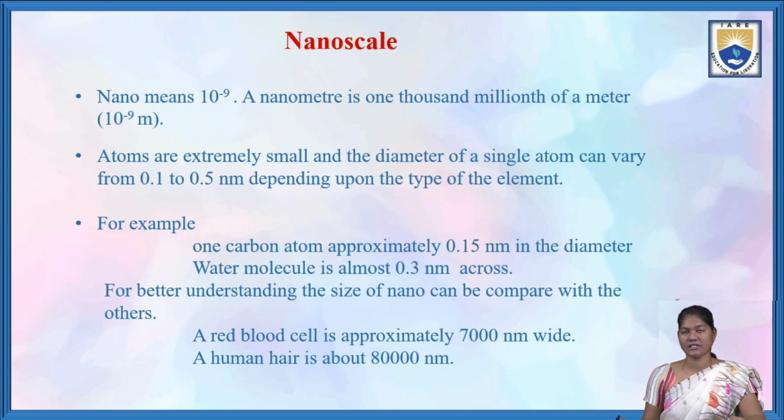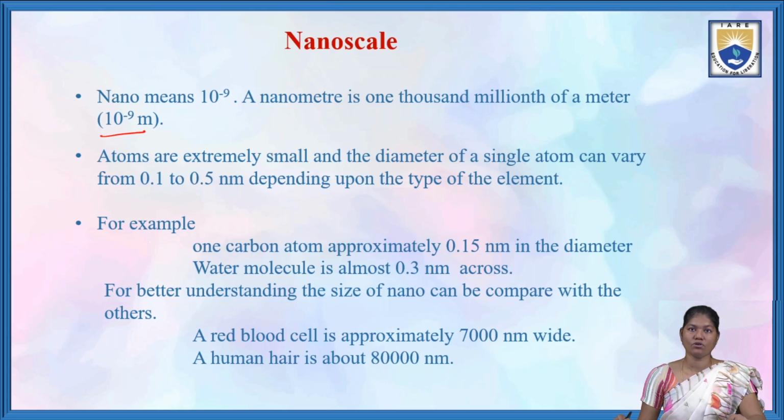In the first slide itself, we talked about going down to the needed scale. What is that needed scale? Here we come to the nanoscale. Nano means 10 power minus 9. A nanometer is 1000 millionth of a meter, that is 10 power minus 9 meters.